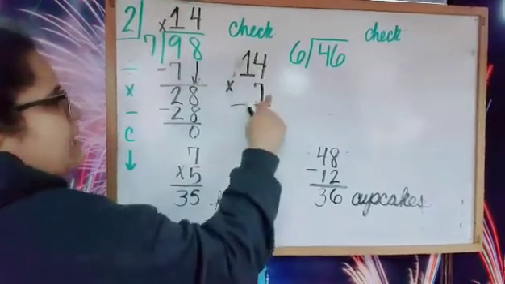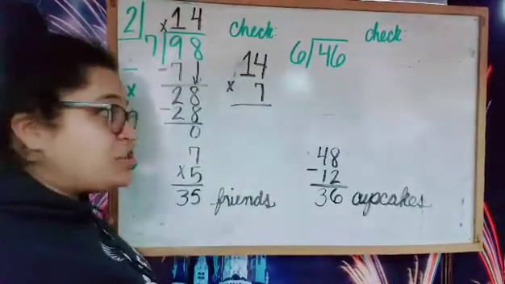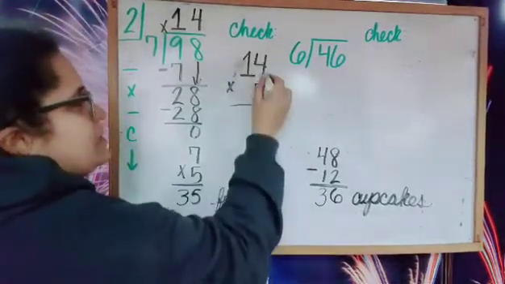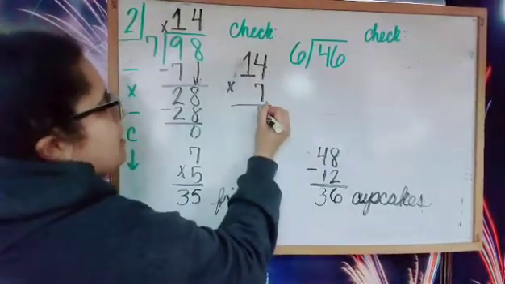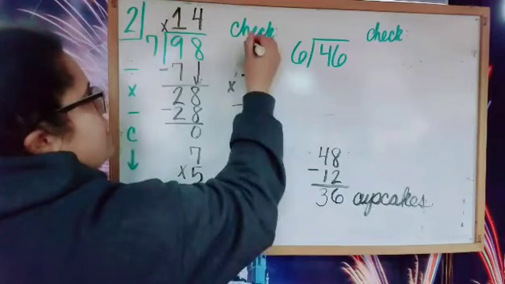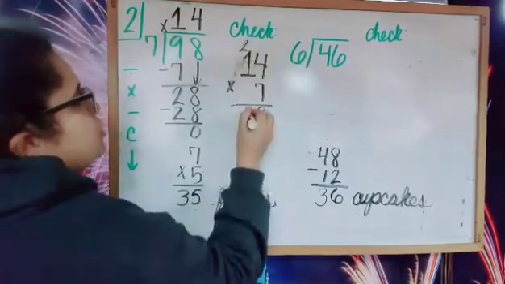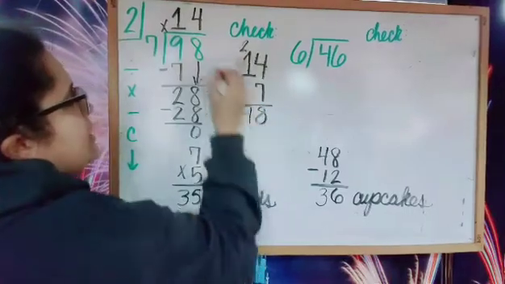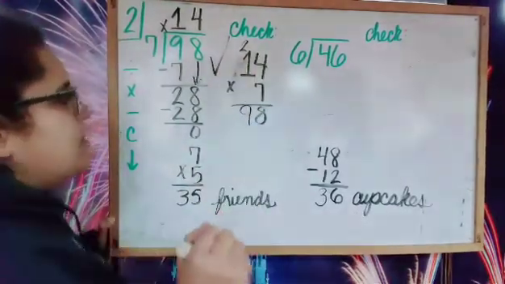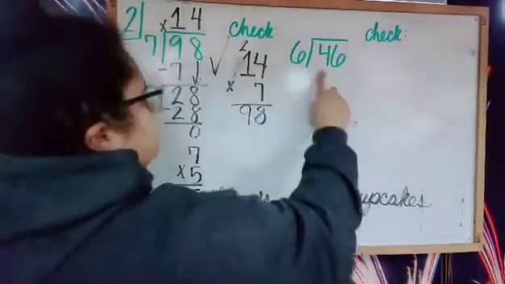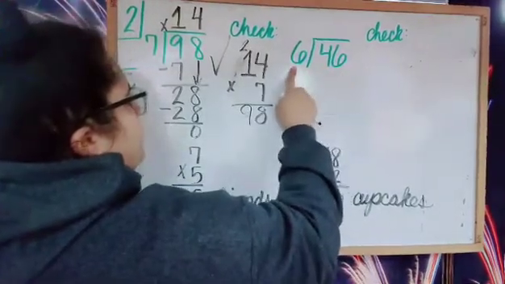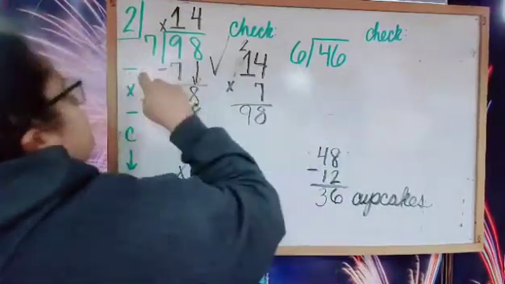Now I have a 2-digit times a 1-digit multiplication, so I'm going to start in the ones place. 4 times 7 equals 28. I bring the 8 down, I carry the 2. 1 times 7 equals 7 plus 2 equals 9. 98 matches, it checks out. And let's do letter B. 46 divided by 6. Okay, so step 1, divide.